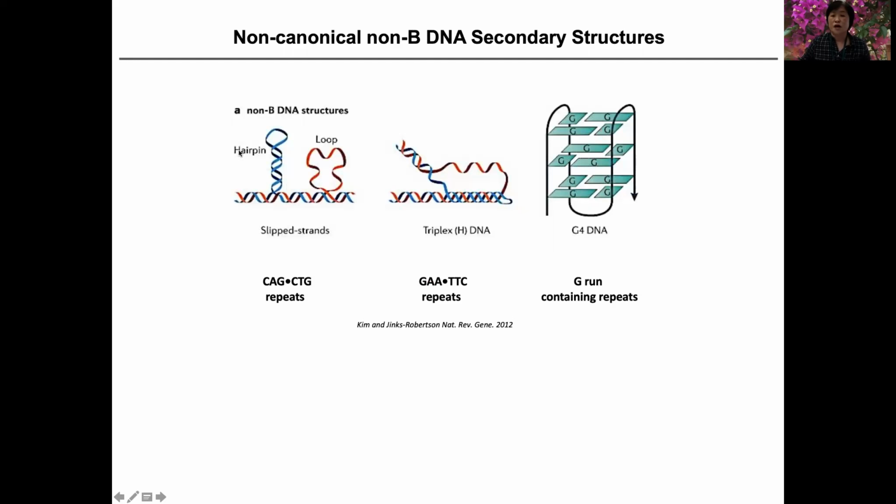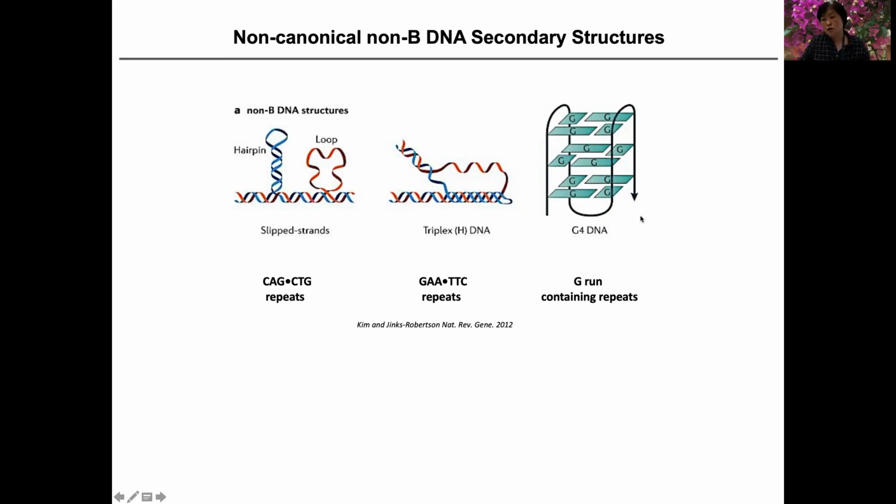And one of these are hairpin structures. Within this single strand, blue strand, there are base pairings. So if you have sequences that are reverse and complement, you can form and extrude a hairpin. If you have a strand of sequence that contains many, many purines, they can actually have three of the DNA strands interact with each other to form something called triplex DNA or H-DNA.